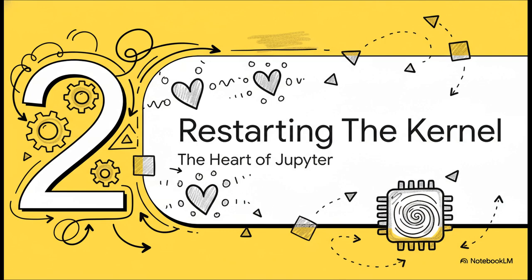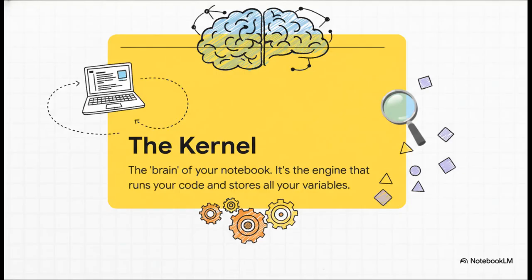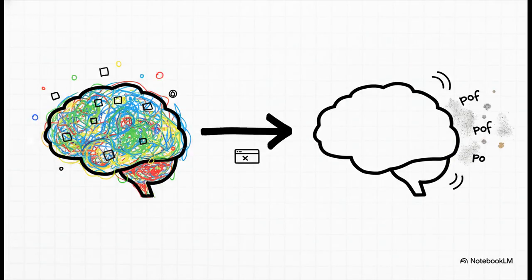See, the solution to this whole mystery lies in one single crucial concept at the heart of how Jupyter works, and that concept is the kernel. So just think of the kernel as the brain of your notebook. While you had that notebook open and you're running cells, the kernel is the active engine in the background that's executing all your code. And, most importantly, it's holding all of your variables and functions in its short-term memory.